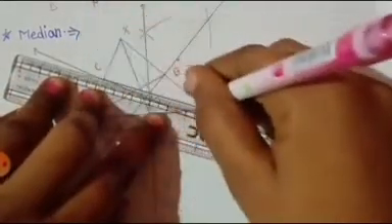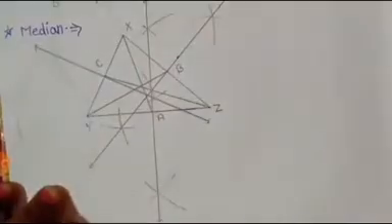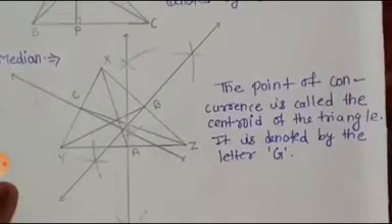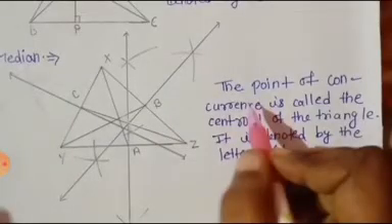So student, this is the way to draw the median. In one triangle we can draw at most 3 medians only. How to draw the median? First of all, draw the perpendicular bisector. Now draw the perpendicular bisector, and this bisector can help to draw the median.